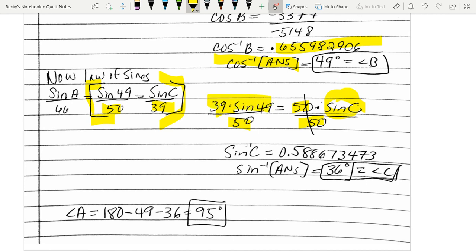So, guys, here's where you grab your calculator. See if you can get that big number, 0.58867. Now, again, it's to the nearest degree. It doesn't make sense. It's 1 degree. It's your little hint to say, oh, I forgot to inverse sine it. So take the inverse sine of the previous answer, and you should get 36 degrees. Now, to get your last one, just subtract from 180, and you get 95 degrees.